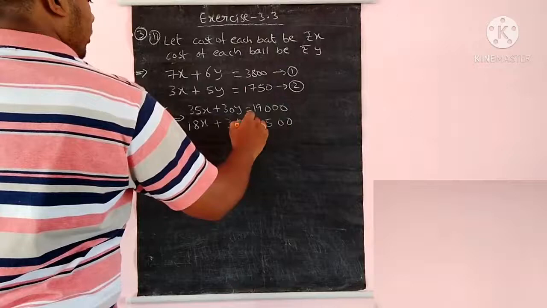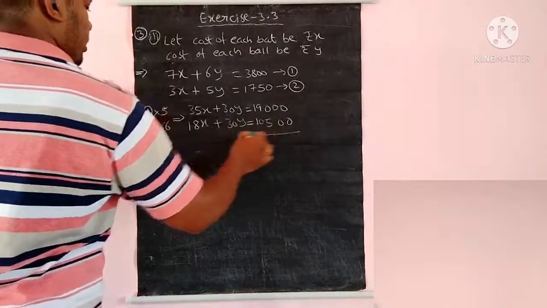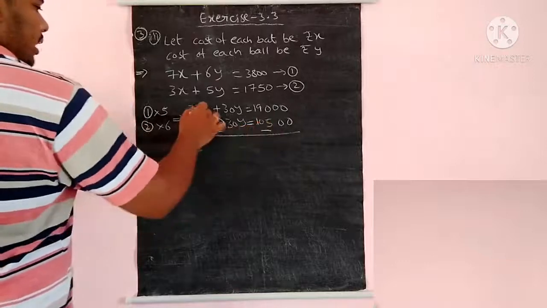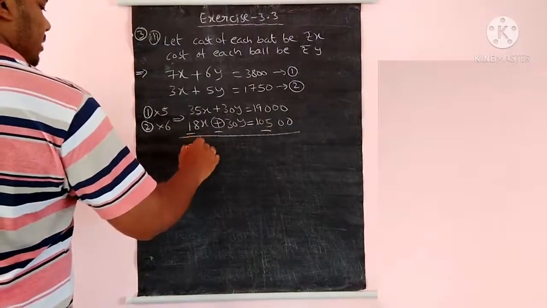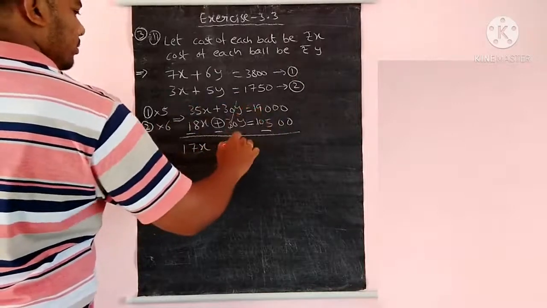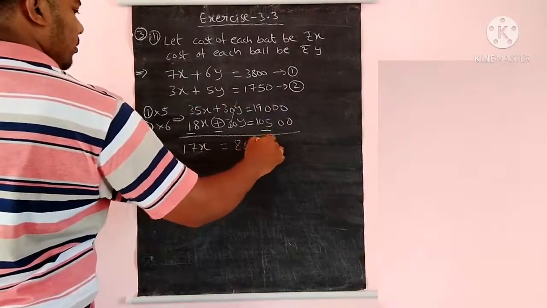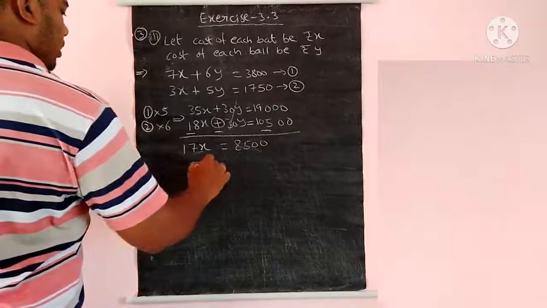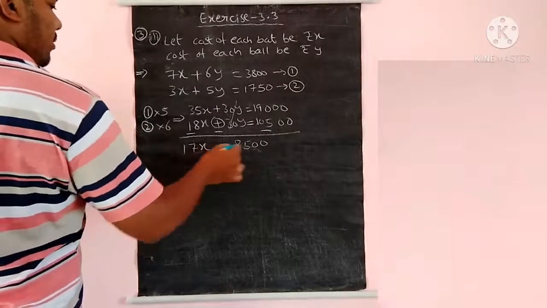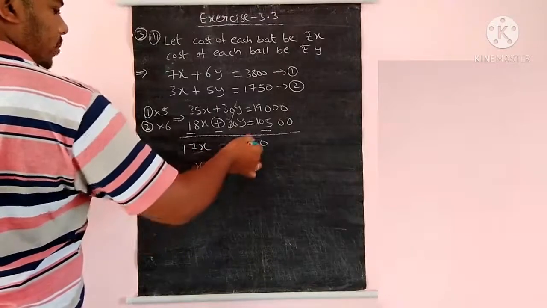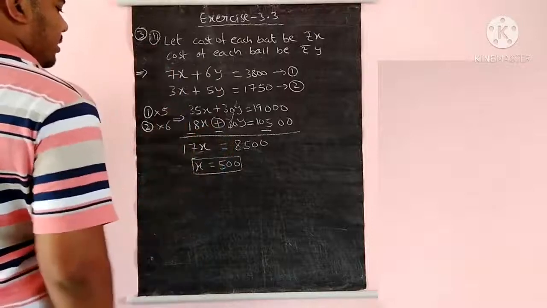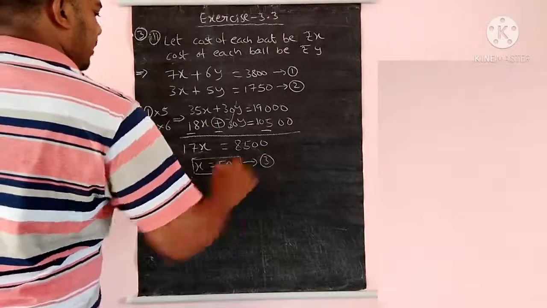10,500 is the value here. Then subtraction, so the sign should change. 35 minus 18 is 17x. The y will be eliminated here. 8,500. So x equals 8,500 by 17. 17 fives are 85. Then 0 0. So x is 500. Let it be 3.